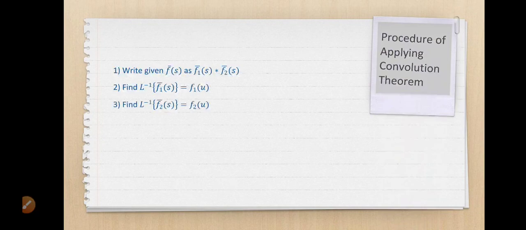You already know the procedure of applying convolution theorem. There are 4 steps. First step is to write the given function of s as a product of two functions of s, f1 bar and f2 bar, such that their inverse Laplace transform can be easily obtained using the previously studied methods. And the last step is to apply the convolution theorem.